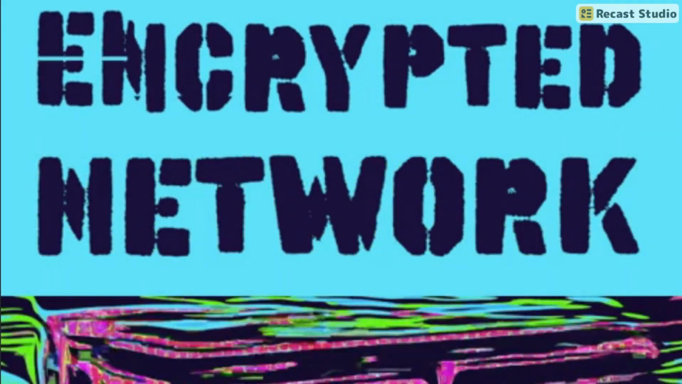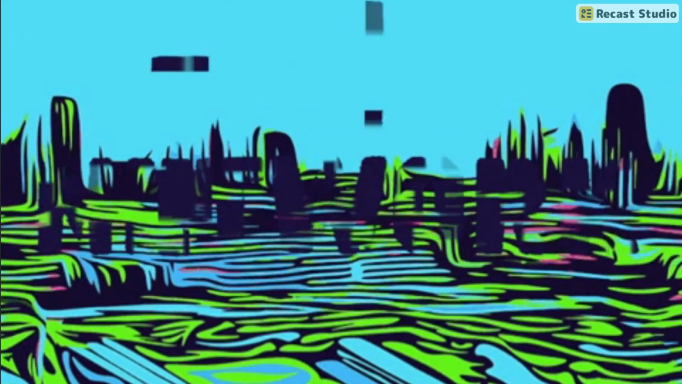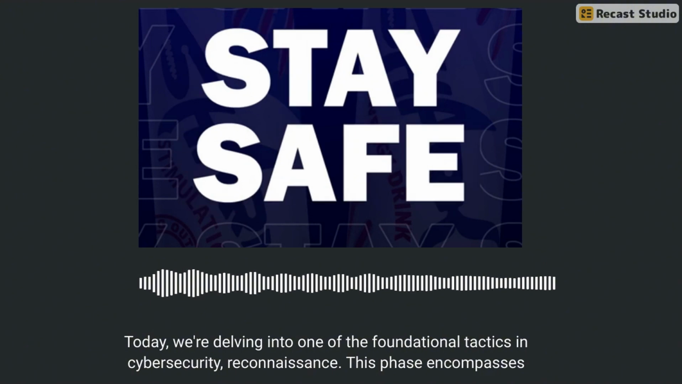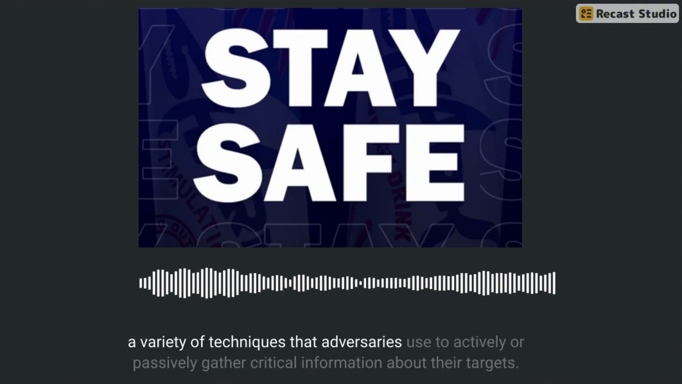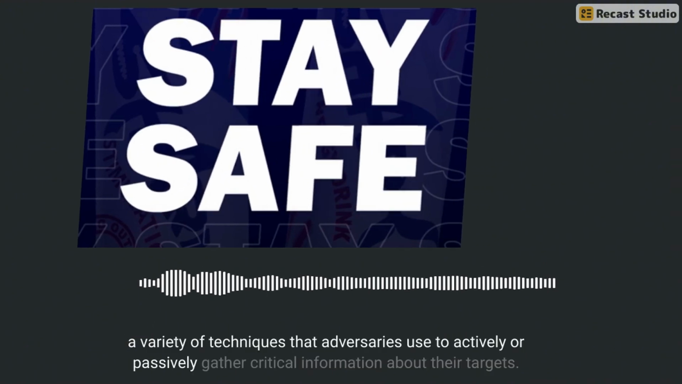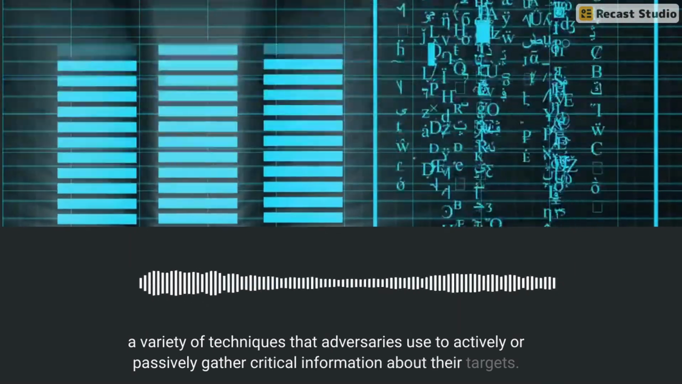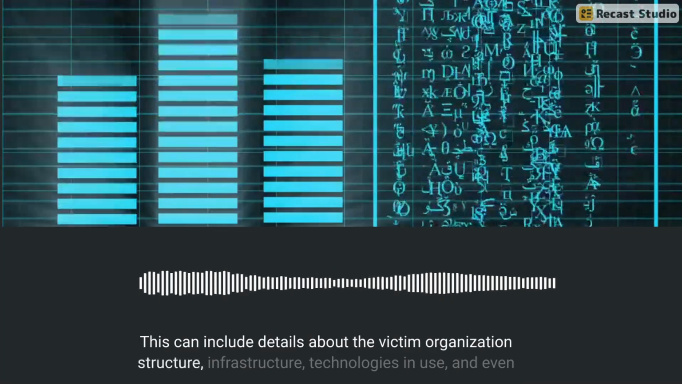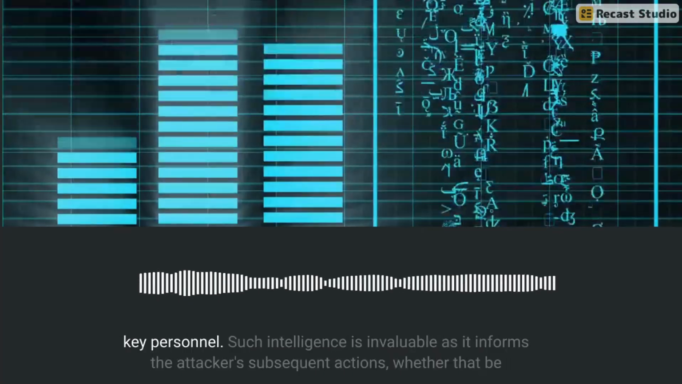Today, we're delving into one of the foundational tactics in cybersecurity, reconnaissance. This phase encompasses a variety of techniques that adversaries use to actively or passively gather critical information about their targets. This can include details about the victim organization's structure, infrastructure, technologies in use, and even key personnel.